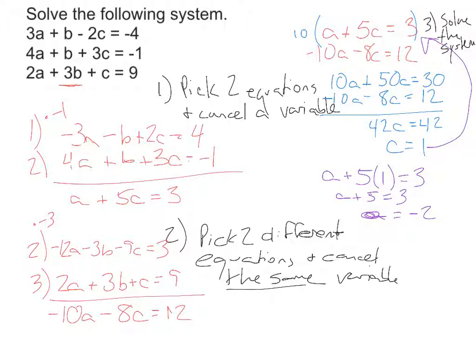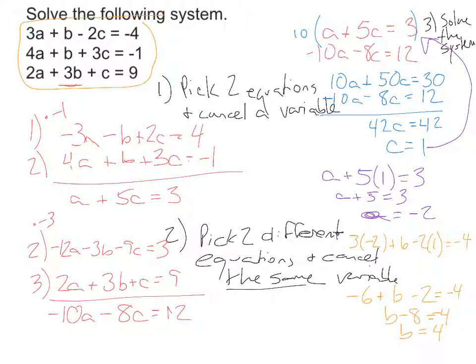And then finally, we'll use both a and c in one of these equations over here to figure out what b equals. So I'll take the top equation again. So 3 times negative 2 plus b minus 2 times 1 equals negative 4. So let me find some space here. Negative 6 plus b minus 2 equals negative 4. Or b minus 8 is equal to negative 4. So b is equal to 4.